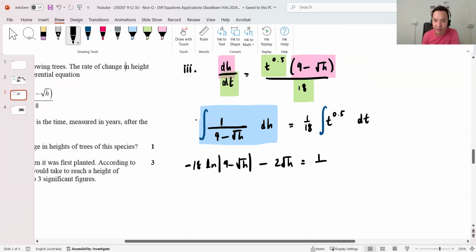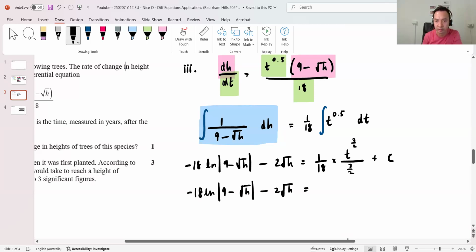So this one here, 1 on 18. Now that's just add 1 to the power. So 3 on 2 over new power plus c. All right, let's just clean that up slightly. So they have negative 18 ln 9 minus root h minus 2 root h equals to what's that, guys? That becomes 9. Is it 9? So 27. That sound familiar? Yeah, 27. The t to the 3 on 2, 27, plus c.